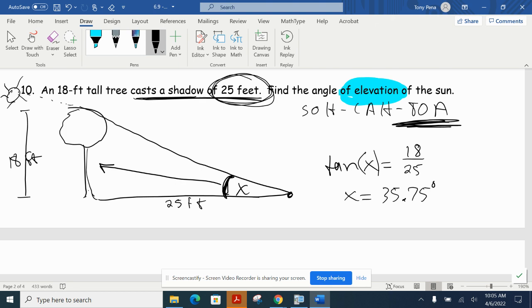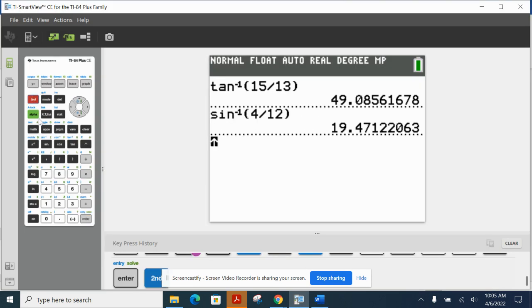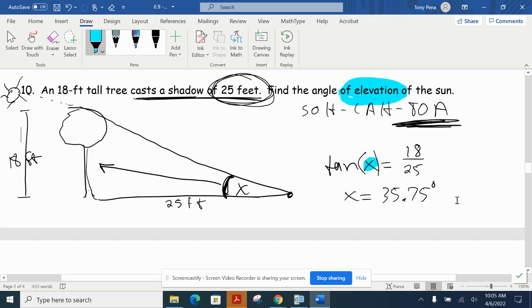What did you plug into your calculator, Omar? Second tangent, 18 over 25. Good. If we are trying to get rid of that tangent, this is when you use the second tangent key. So we go to our calculator and do a second tangent of 18 divided by 25. That's what you enter into the calculator. When you do that, it should give you that 35.75 degree angle.